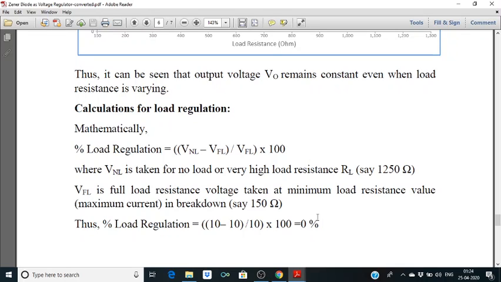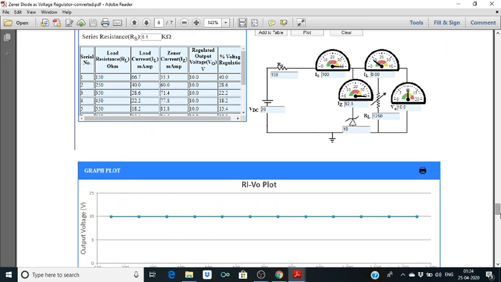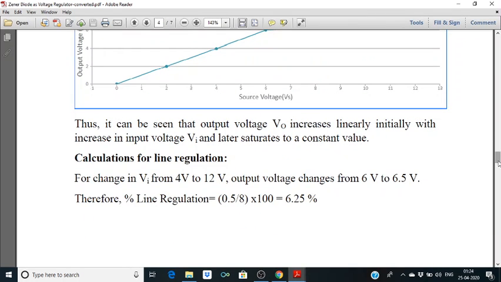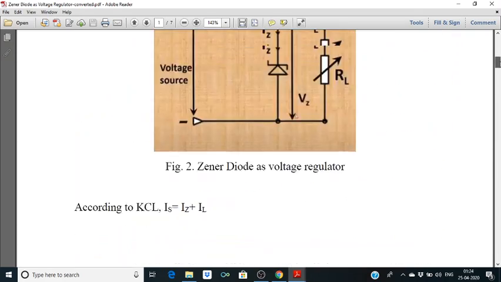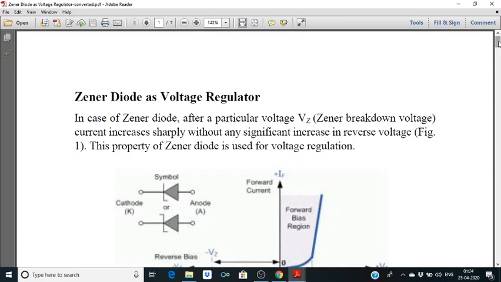There is no change in output voltage even when we are varying the load resistance. So in this way we have seen that the Zener diode works as a voltage regulator. We have seen its VI characteristic. So thank you.